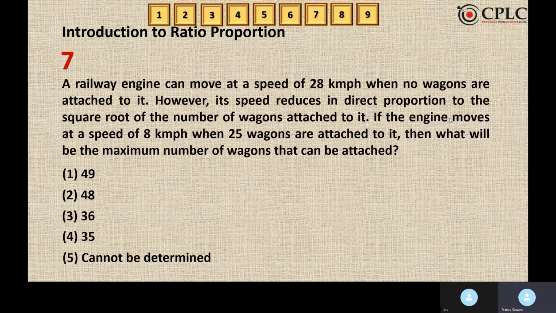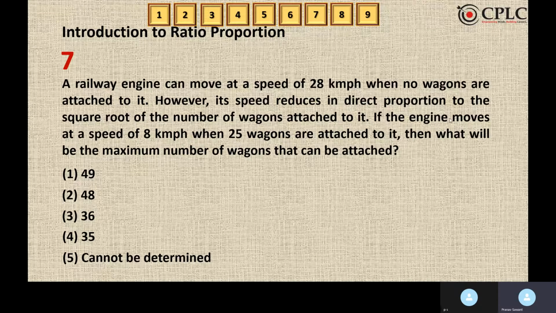A railway engine can move at a speed of 28 km per hour when no wagons are attached to it. However, its speed reduces in direct proportion to the square root of number of wagons attached to it. If the engine moves at a speed of 8 km per hour when 25 wagons are attached to it, then what will be the maximum number of wagons that can be attached?